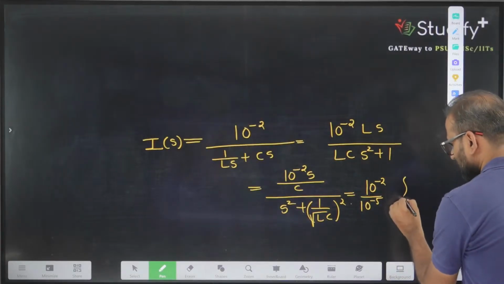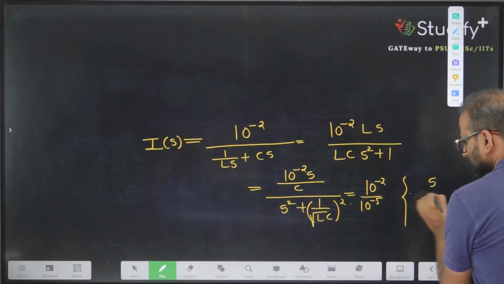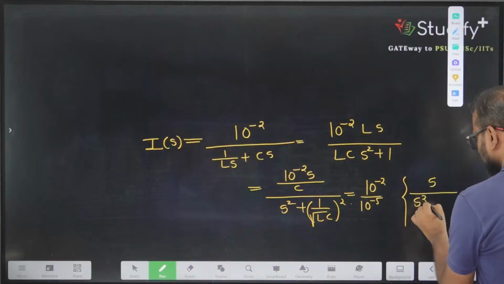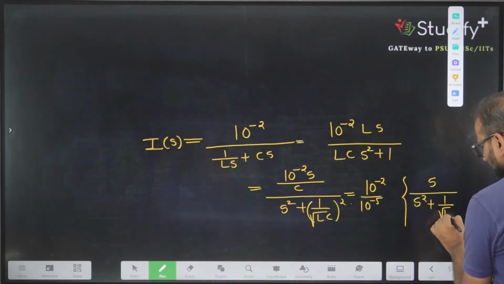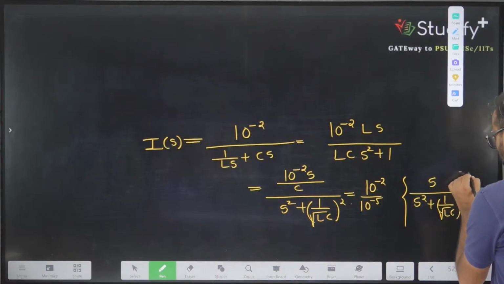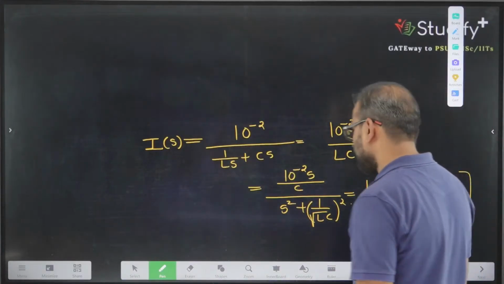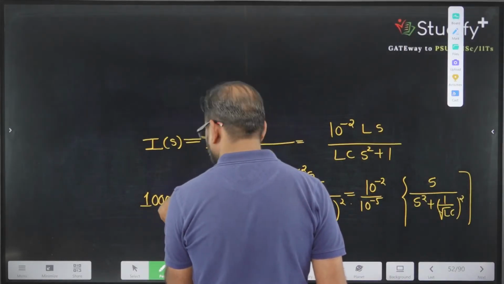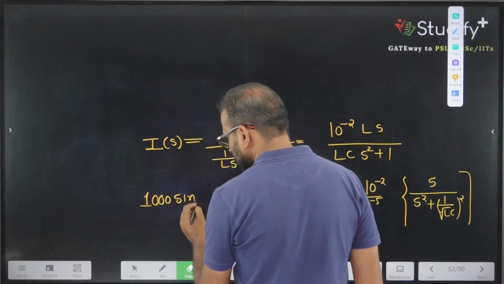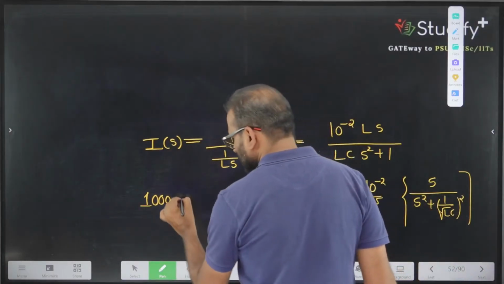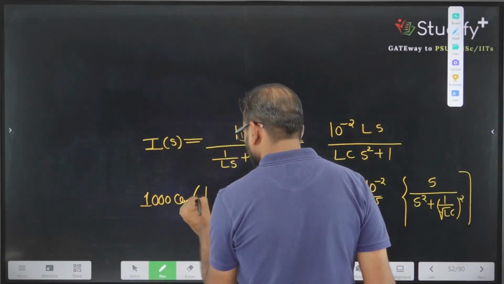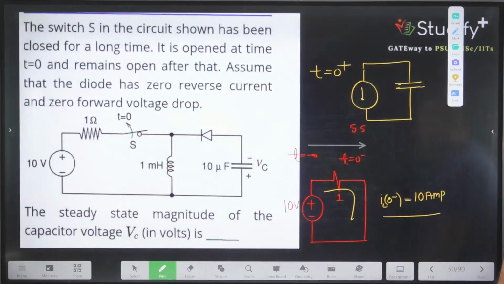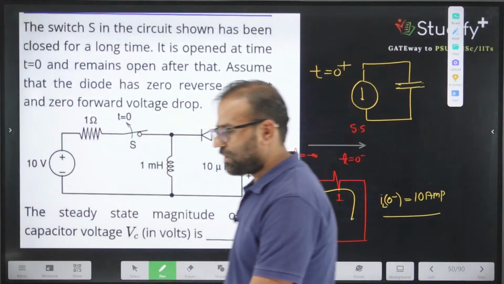And the remaining expression is S divided by S square plus 1 divided by under root of LC whole square. When I write this, it is 1000 times, S divided by S square plus A square is cosine of 1 divided by under root of LC into T. So we can calculate the magnitude of the voltage across the capacitor.